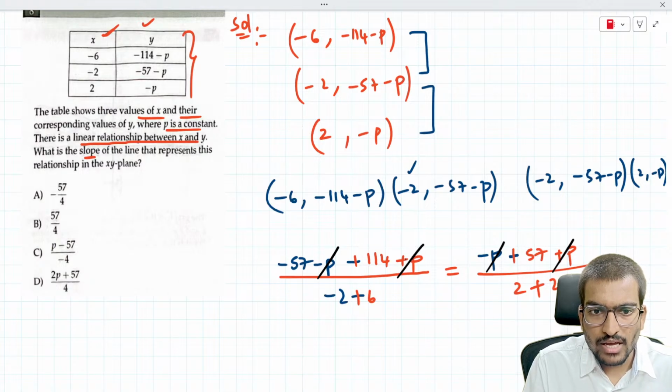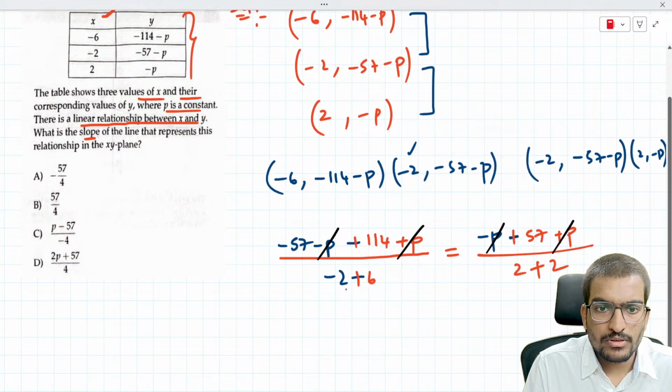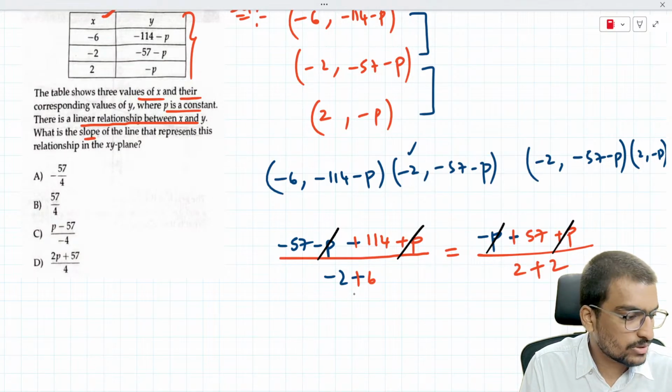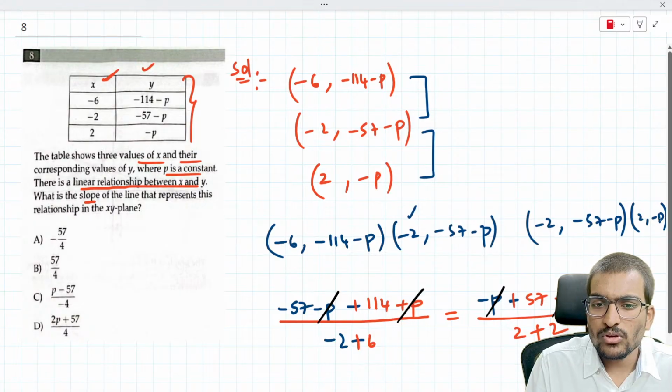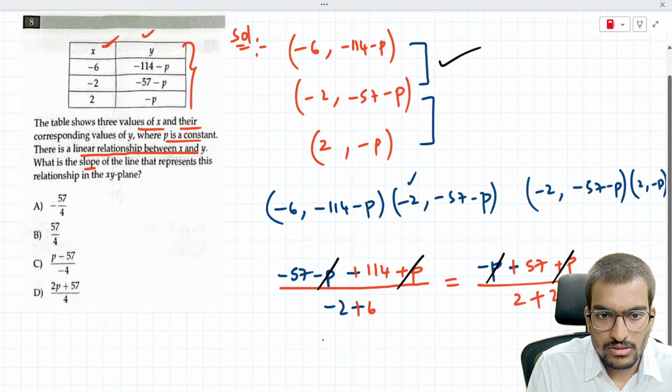We get the same slope, negative 57 plus 114 and so on. Just check it and let me know what slope we get. Both of them give the same slope. Even if you go with one, you get the same thing. Negative 57 plus 114 divided by negative 2 plus 6, the denominator is going to be positive 4.